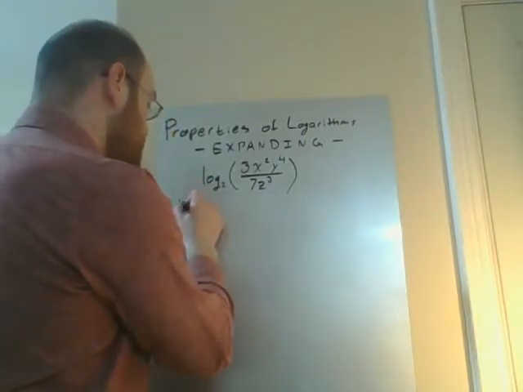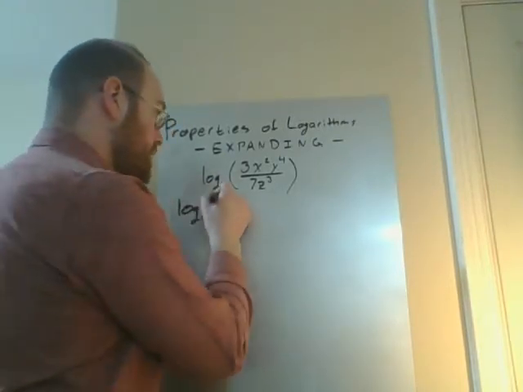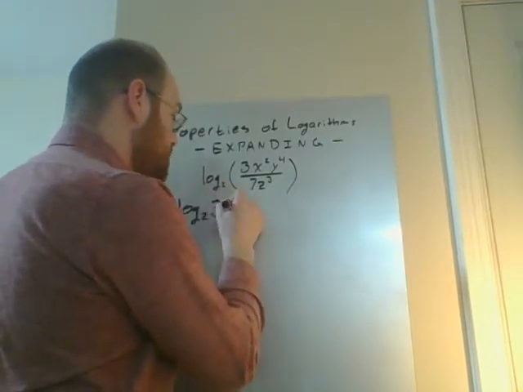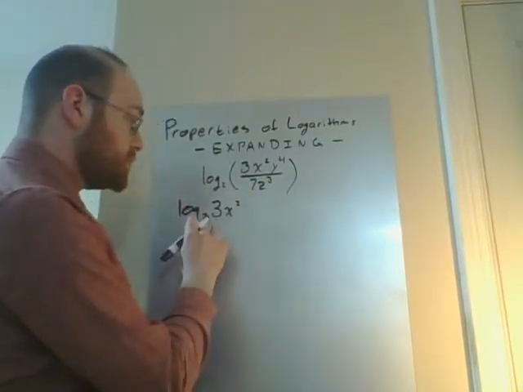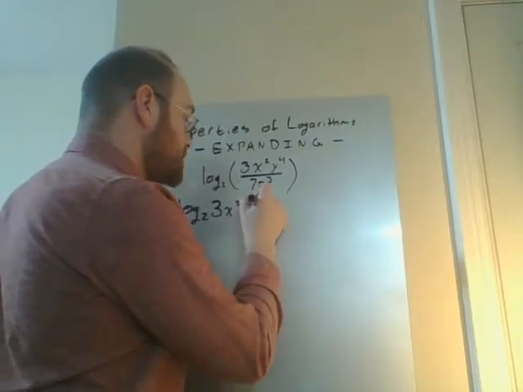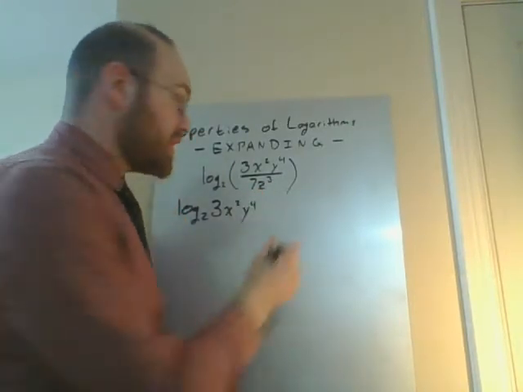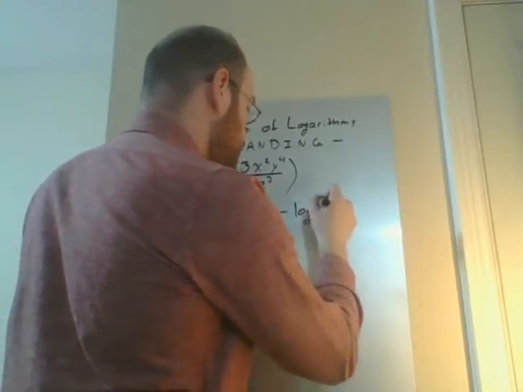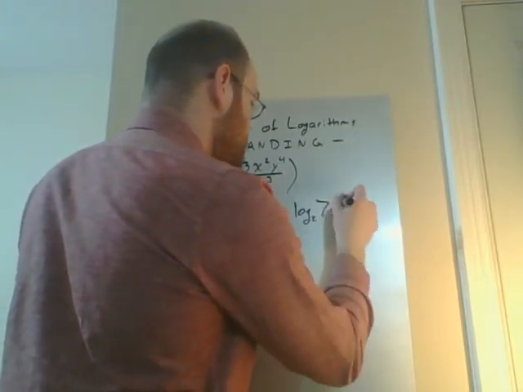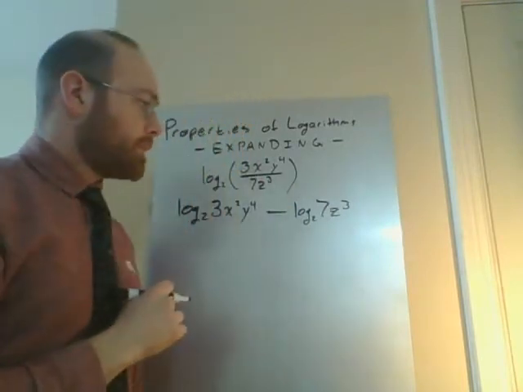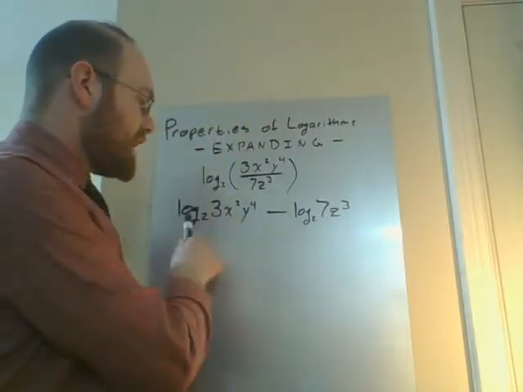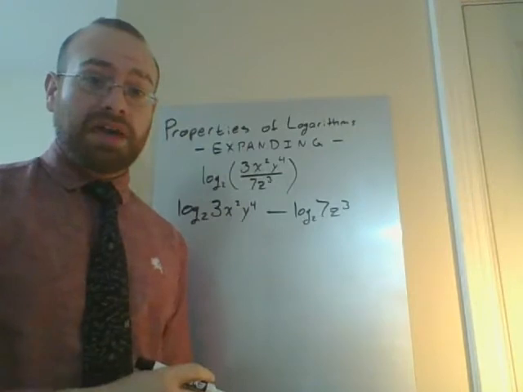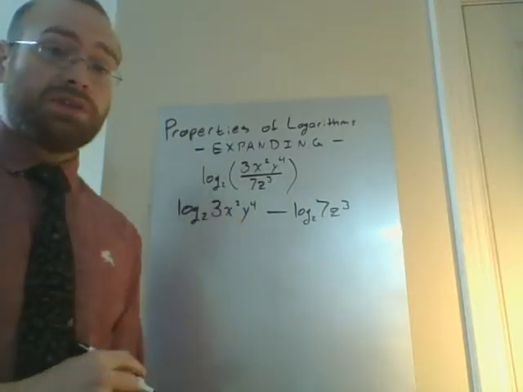So our numerator becomes one logarithm. So we have log base 2 of 3x squared times y to the fourth power, subtracting log base 2 of 7z to the third power. Notice that both of our expressions have the same base, and it matches the base that we started with.